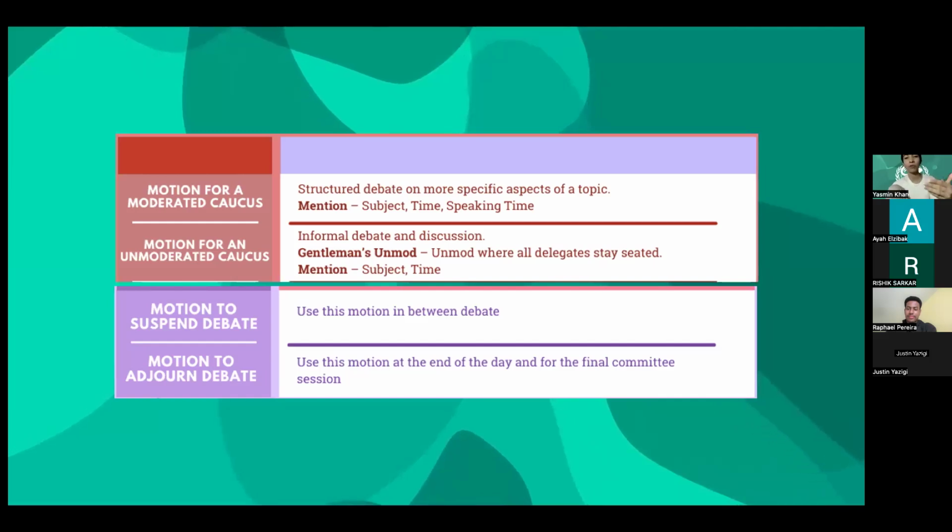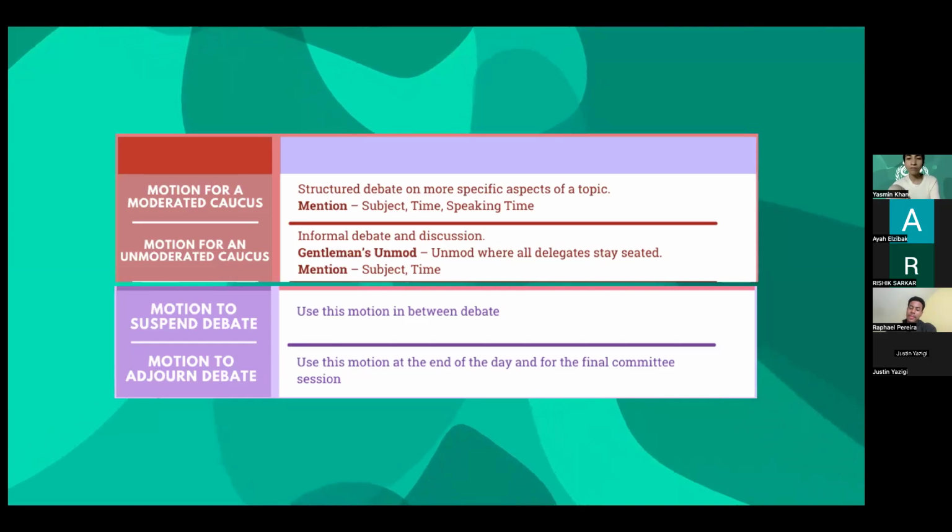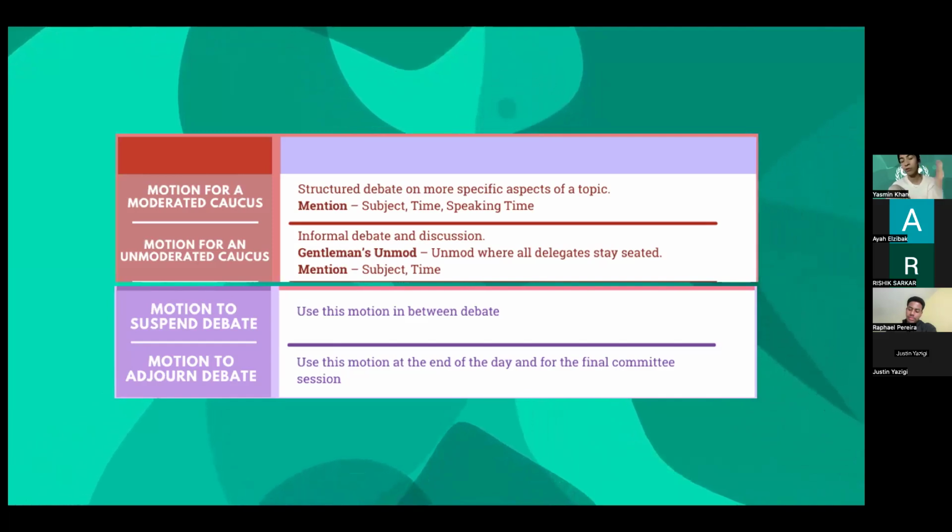And that's gonna be voted upon, right? So I motion for that 10-minute moderated caucus on cheese, 30-second speaking time or 5-second speaking time. And then everyone will have to vote on it. So all those in favor of that motion, and then all those opposed. So that's what it looks like.